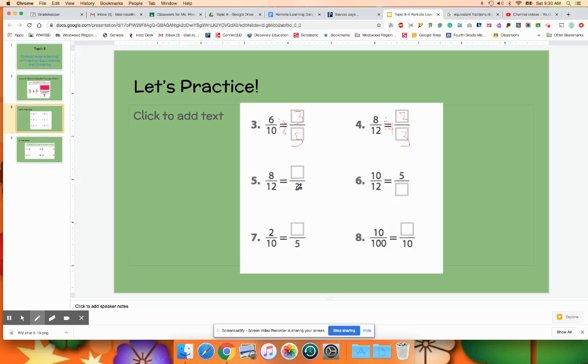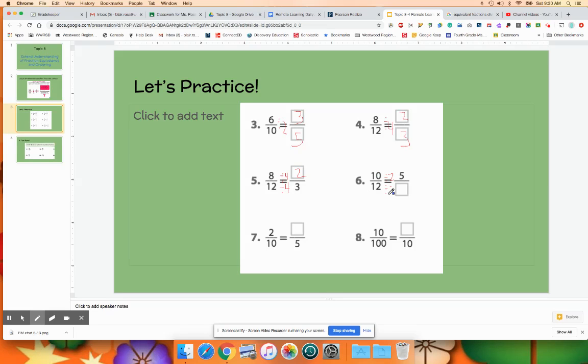Here they also give us a little bit of a hint, which is nice. What do you divide 12 by to get to 3? 12 divided by 4. Remember, whatever you do to the bottom, you do to the top. So again, 8 divided by 4 is 2. It's the same as number 4, 2 over 3. Here they give us a little hint as well. How do you go from 10 to 5? You divide by 2. Whatever you do to the top, you do to the bottom.